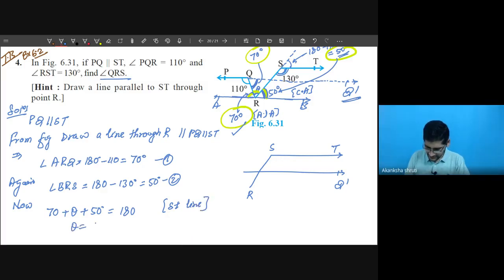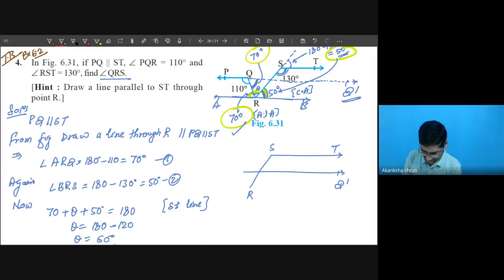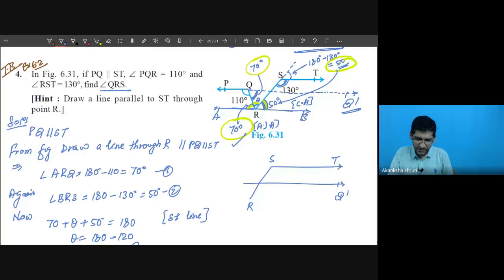So theta is 180 minus 70 plus 50, which is 120. So the theta value, subtracting this, is 60 degrees. Yes, it is this one. Are you getting it? It was so simple. A student has to just think slightly. You have to apply the concept of the parallel line. You can get it.